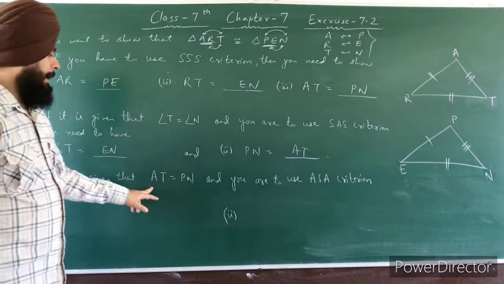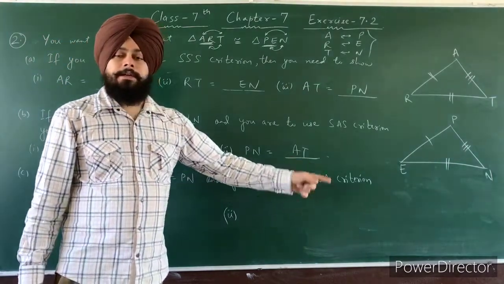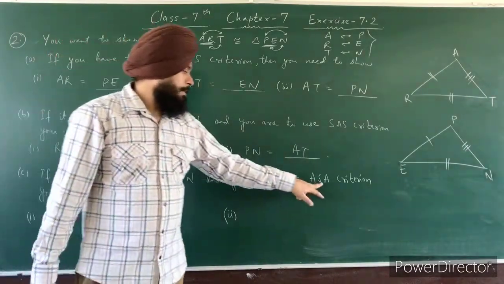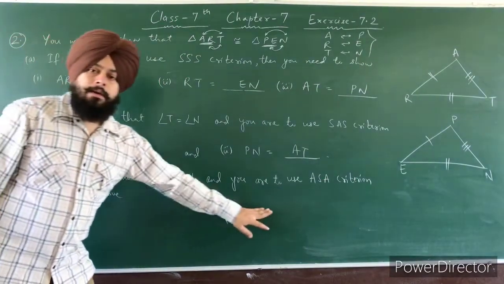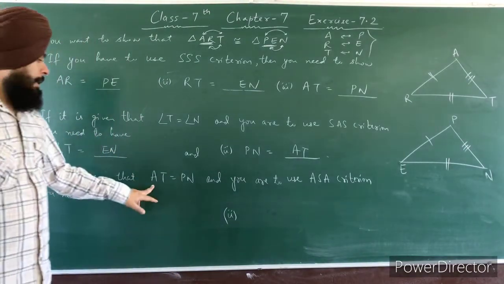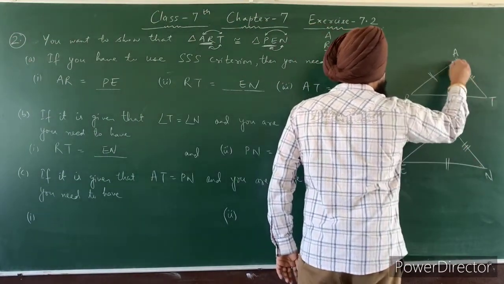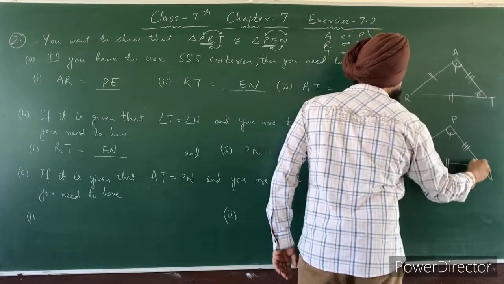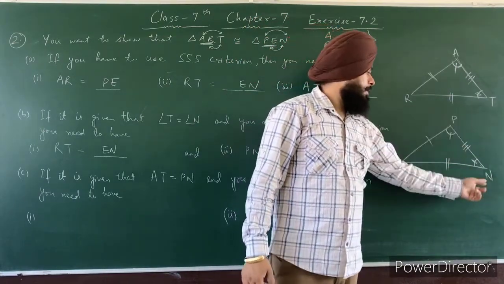Third part. If it is given that AT is equal to PN, it means one side is given and you are to use ASA criterion. So ASA is what? Angle side angle. Clear? So one side and two angles, out of which one side is given, so we have to find the other two angles which are equal. So AT is equal to PN, which is AT, this one. It means this angle is equal to this angle and this angle is equal to this one. So angle A is equal to angle P and angle T is equal to angle N.